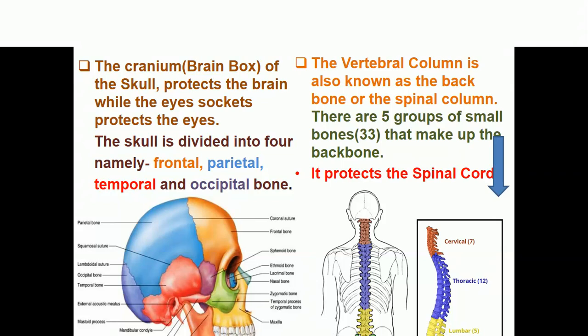Now we have 5 bones making up the sacrum. And the last set of bone is the tail bones, or the coccygeal bones. They can fuse together to form the coccyx in human, but there are other animals that have more of these bones, so their tails are very long.